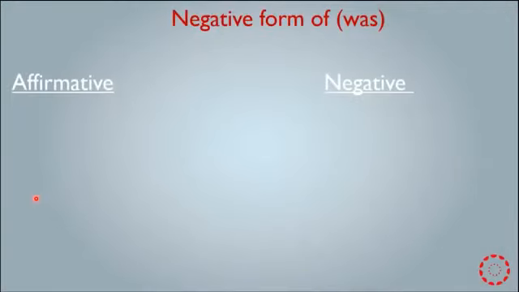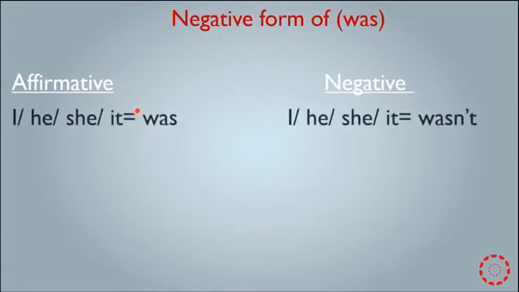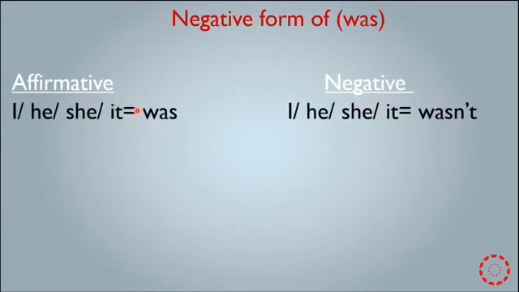Negative form of was. So here we go with affirmative and then we are going to change to negative form. I, he, she, it with was. I, he, she, it wasn't. In negative form we say wasn't, and in affirmative form we say was.